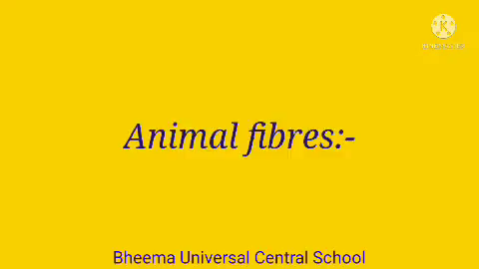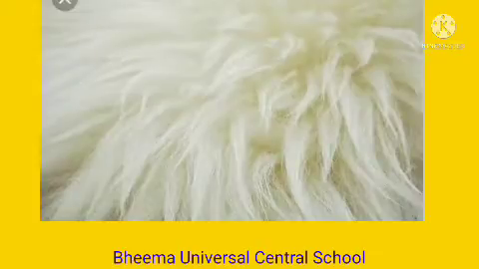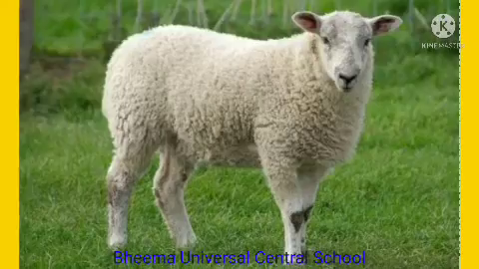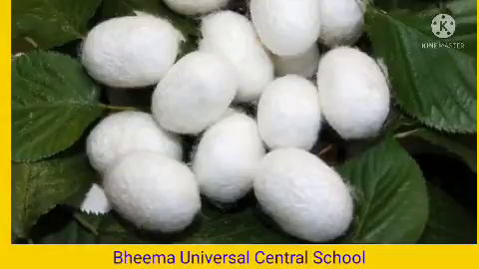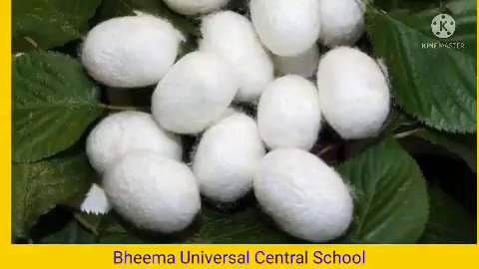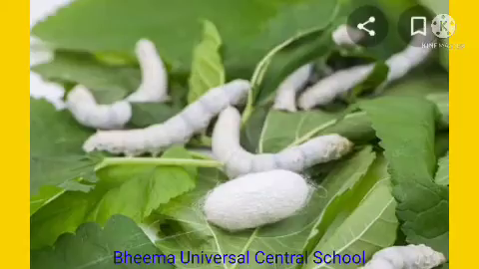Next is animal fiber. Fibers obtained from animals are called animal fibers. Tell me the names of fibers that are obtained from animals. Very good. Silk and wool are animal fibers. First one is silk. Silk is obtained from the cocoon of silkworms. Rearing of silkworms to produce silk is called sericulture.